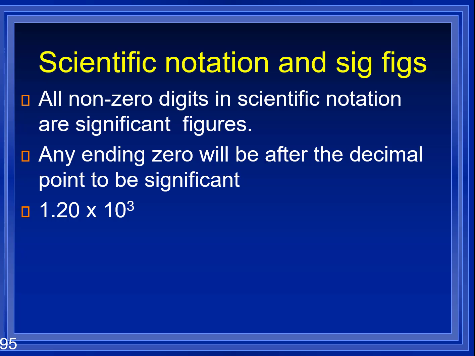Well, that 0 counts because it's at the end after the decimal point, right? So that has 3 sig figs. Well, how come I didn't write 1200? Because that would be, if I moved it 3 times, I get 1200.